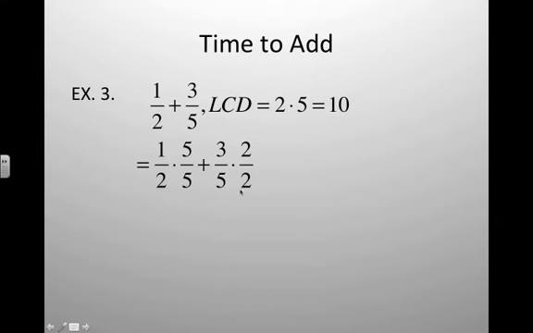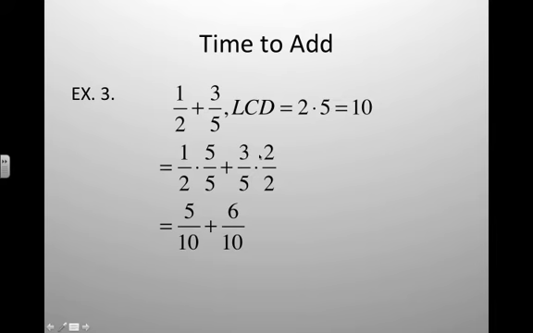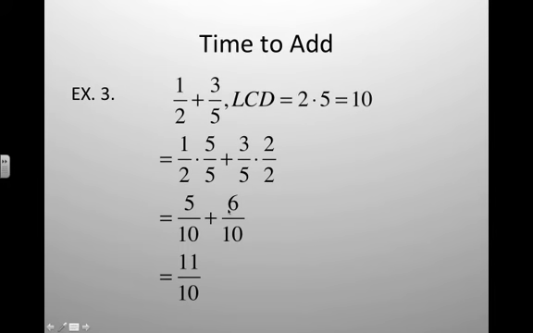All right, so now we've got two little multiplication problems. We're going to go ahead and do them, and then we'll add. So 1 times 5 is 5, 2 times 5 is 10, 3 times 2 is 6, 5 times 2 is 10. So we've got 5/10 plus 6/10. Now, we have a common denominator of 10, so we just use that, and then we add the numerators together. So we do 5 plus 6 is 11 over 10. Okay, we just use the common denominator.